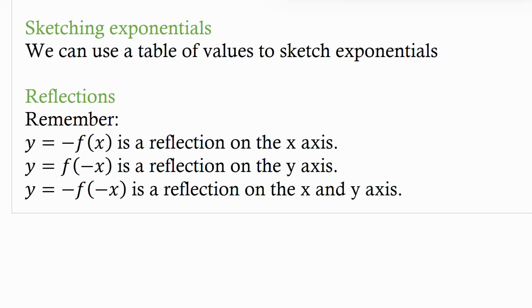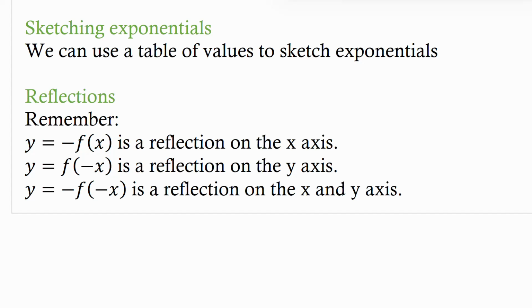Some things to remember if you're starting with an original and you're modifying it. Remember, if you have y equals negative f(x), so you're adding on a negative, whatever the original was, it's now reflected on the x-axis. It's flipped up and down. If it's negative on the inside, so all your x's are now negatives, you're flipping horizontally, you're flipping around the y-axis, and if you have both, reflect on both the x and the y.